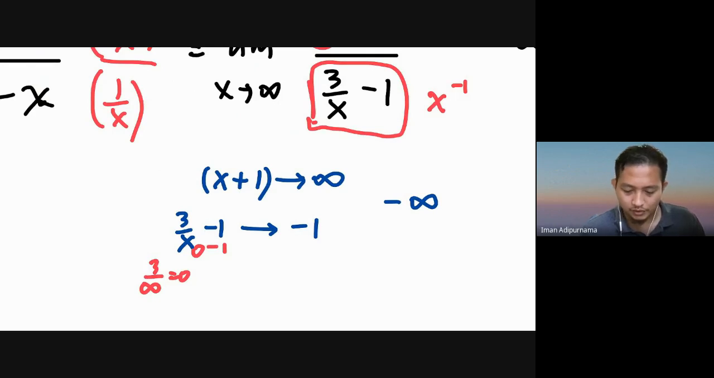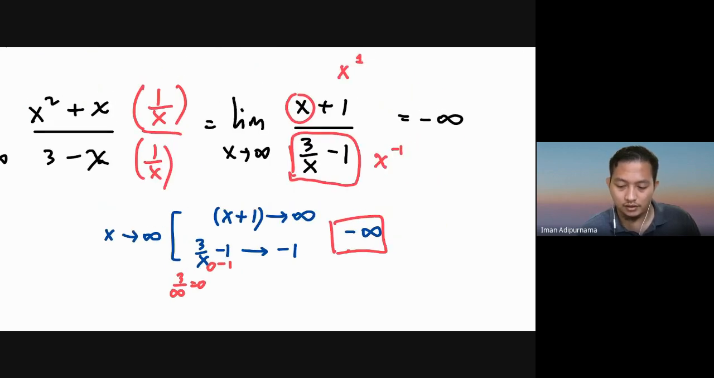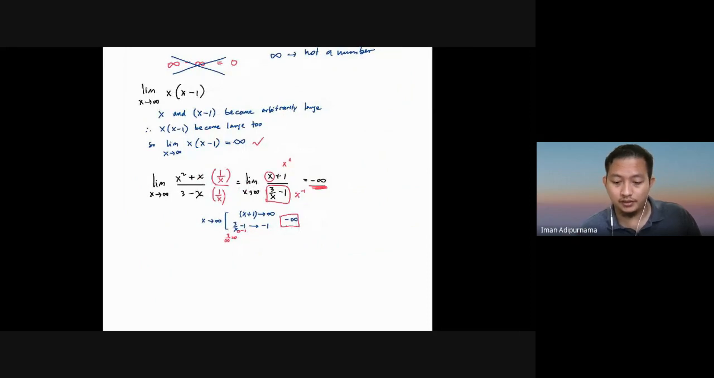Or maybe let me write here. As x is getting to infinity, x plus 1 is going to infinity, and the other one is getting to negative 1, right? So that's why you have negative infinity, and that's your answer. All right. I hope you get the idea.